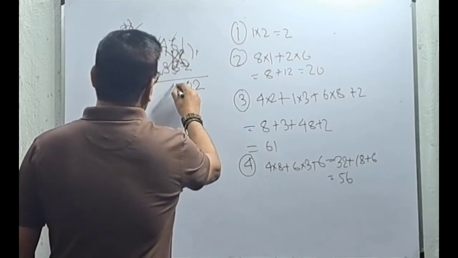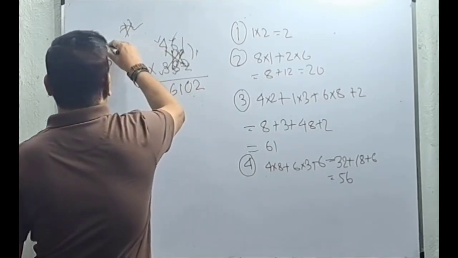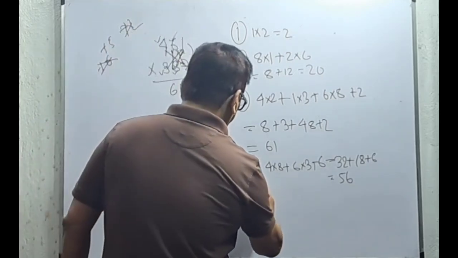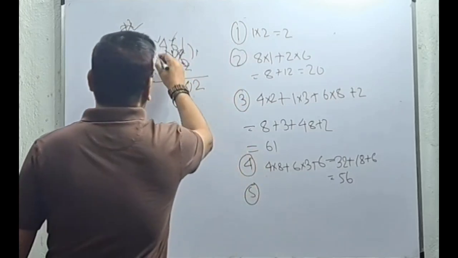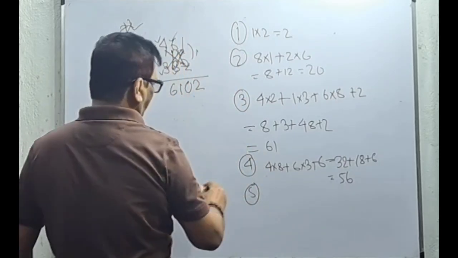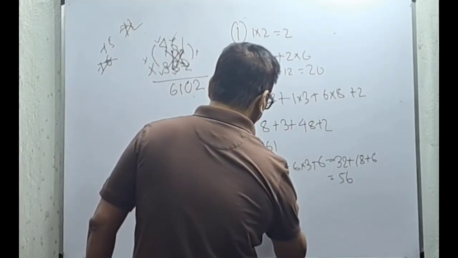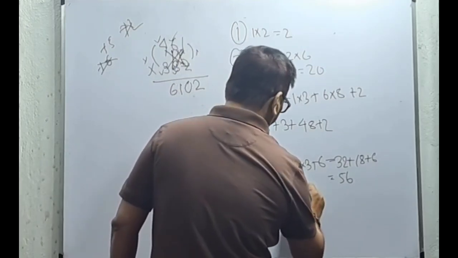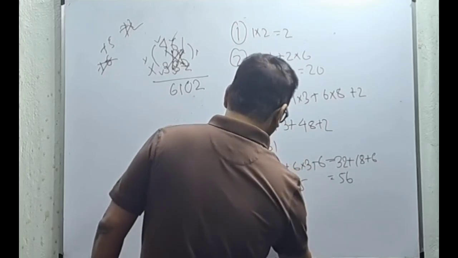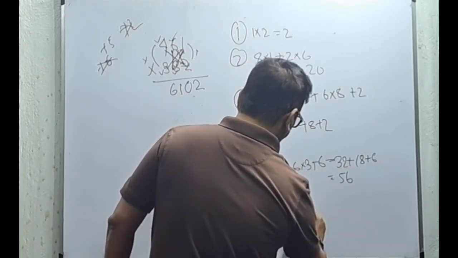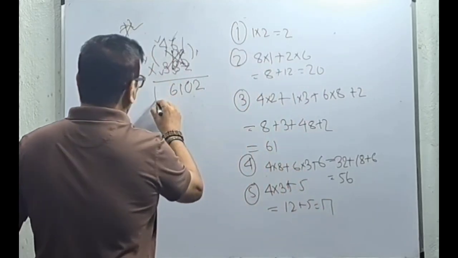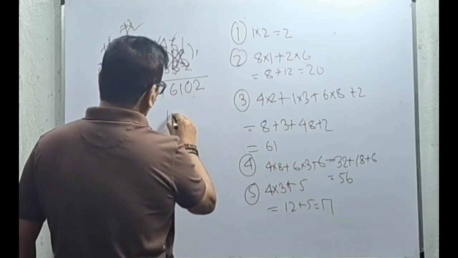56, 6 you write and plus 5 you carry. The fifth step is multiplying the outside one, these two. 4 multiplied by 3 plus 5 we carried. So that gives you 12 plus 5 is equal to 17. Write down 17 here.